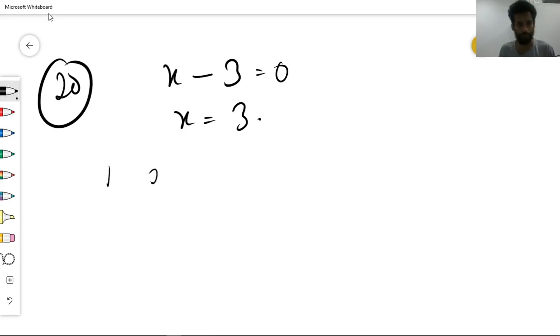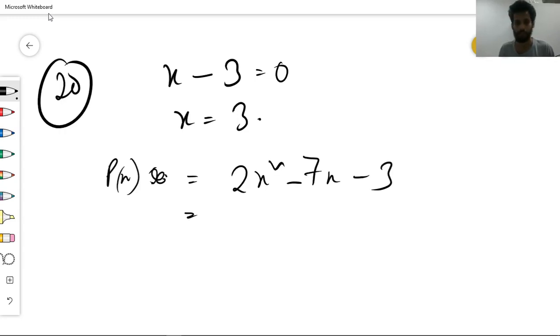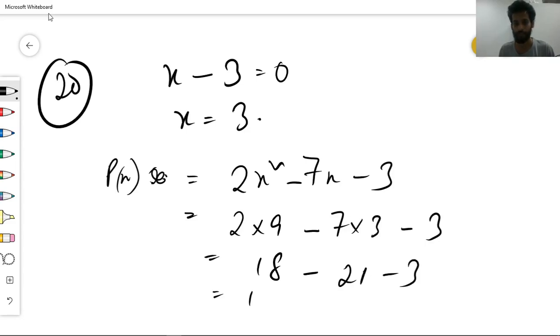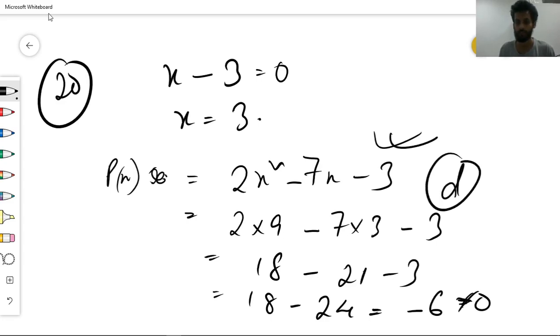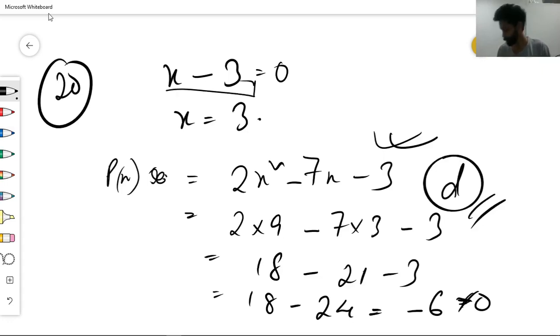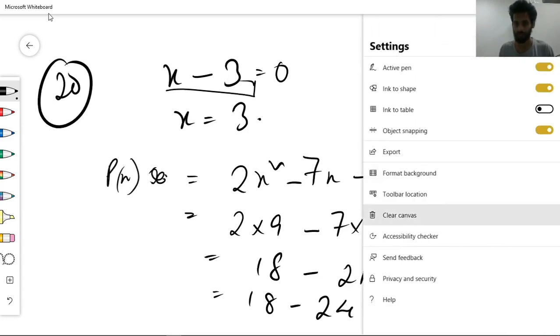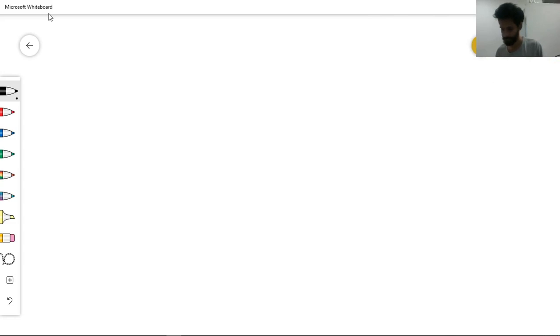The last one, Px is 2x square minus 7x minus 3. If we put the value 3, it will be 2 into 9 minus 7 into 3 minus 3. So 18 minus 21 minus 3, that is 18 minus 24, which is minus 6, which is not equal to 0. So this is the answer, option D. The one which does not give 0 is not a factor. Okay, so this part is completed. Now we will be doing the chapter assessment of this chapter.